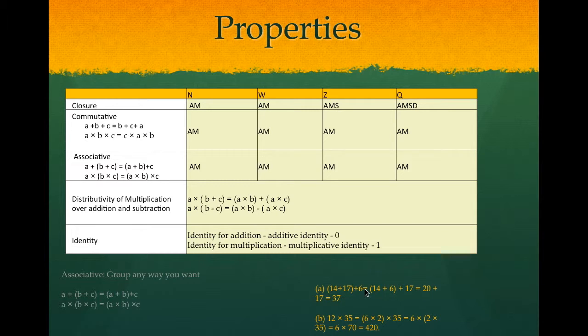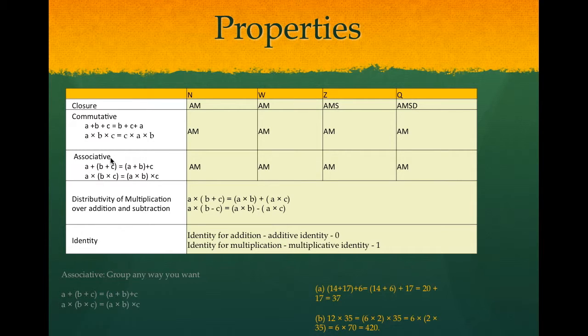So here in this expression we have 14 plus 17 together, but we can also write 14 plus 6 together and then plus 17, so that we have this as 20 plus 17, we'll get the answer 37. Here again we could have written 12 as 6 into 2, so 6 into 2 into 35. Then it is easier to multiply 2 and 35 like this here. You'll get 70, and then 70 into 6 will be 420.